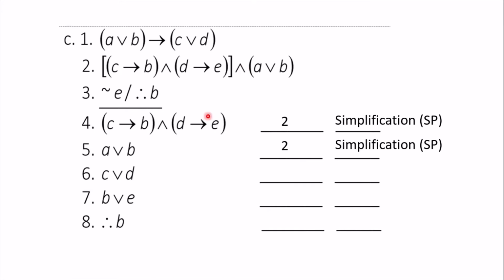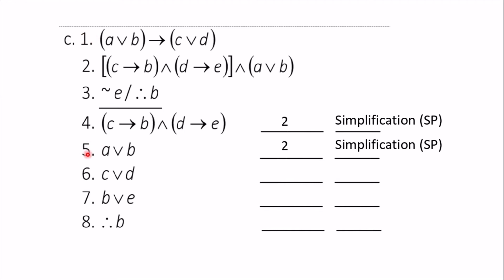And then, we have number 6, C or D. Saan ba nga ba nakuha yung C or D? So, take a look at our premises 1 to 5. Saan dyan ang merong C and D? So, meron tayong 1. We have also CD here, number 2. And number 4, CD.